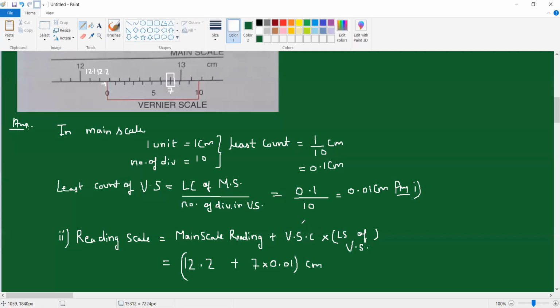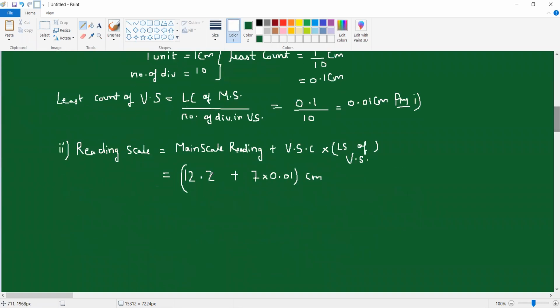So vernier scale count is 7th division is coinciding, no? So we will write 7 here. This count we have already calculated for vernier scale, that is 0.01 centimeter. So we will multiply this, and after adding, we will get 12.27 centimeter. This is the answer. Answer number second.